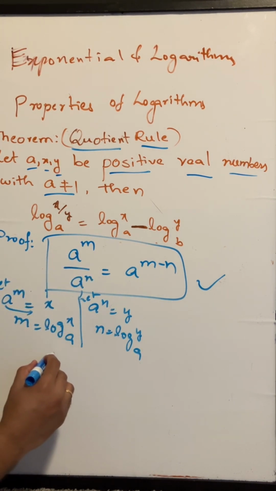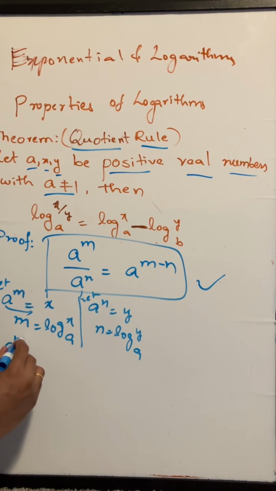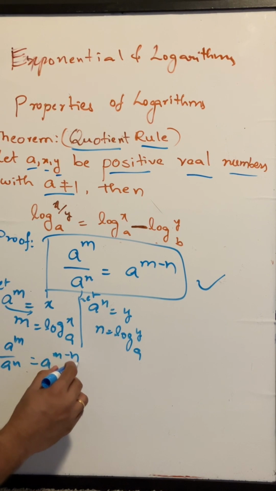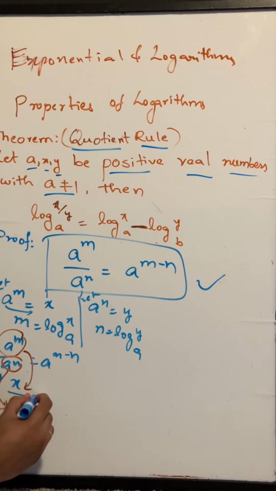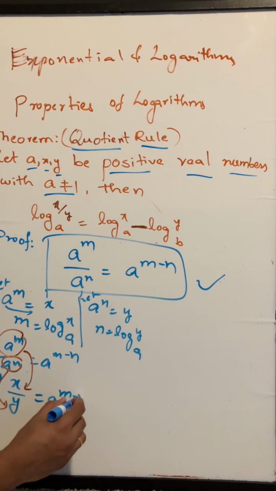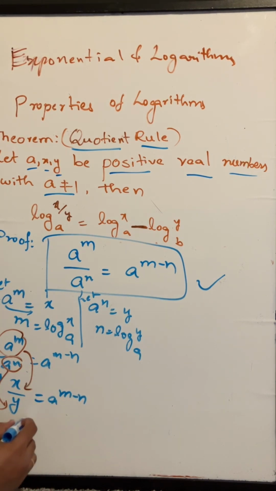What happens? This is already proven: a to the power of m divided by a to the power of n equals a to the power of m minus n. This is proven. So a to the power of m is x, let's put x. a to the power of n is y. Replace this with x, this with y. Then a to the power of m minus n. We can also write a to the power of m minus n equals x by y.